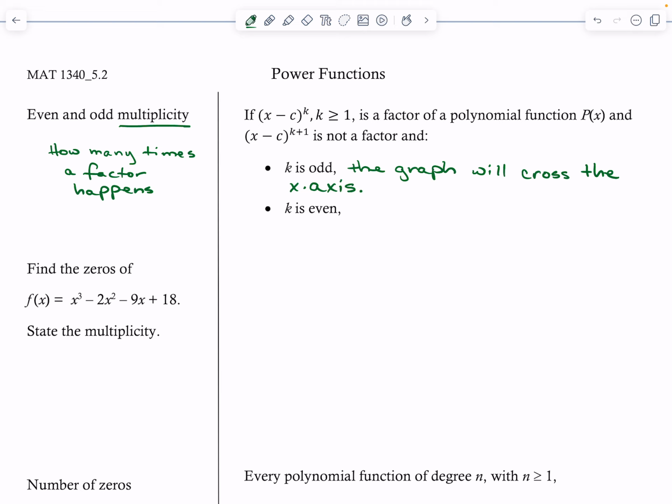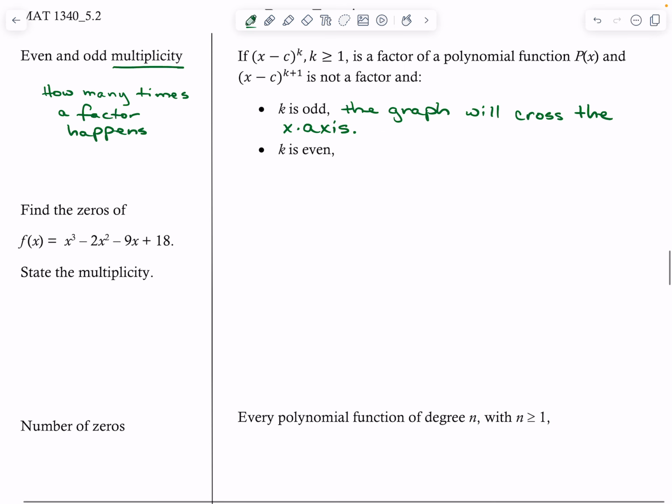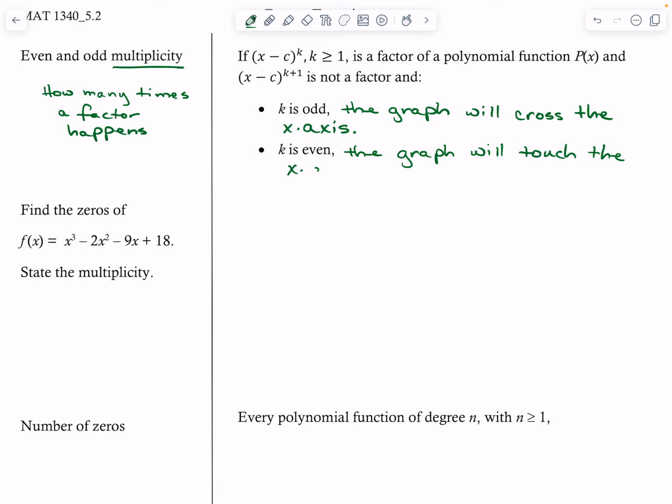The higher the power, the more it kind of flattens out as it crosses. If the multiplicity is even, the graph will touch the x-axis and bounce off. So it touches and goes back to whence it came.